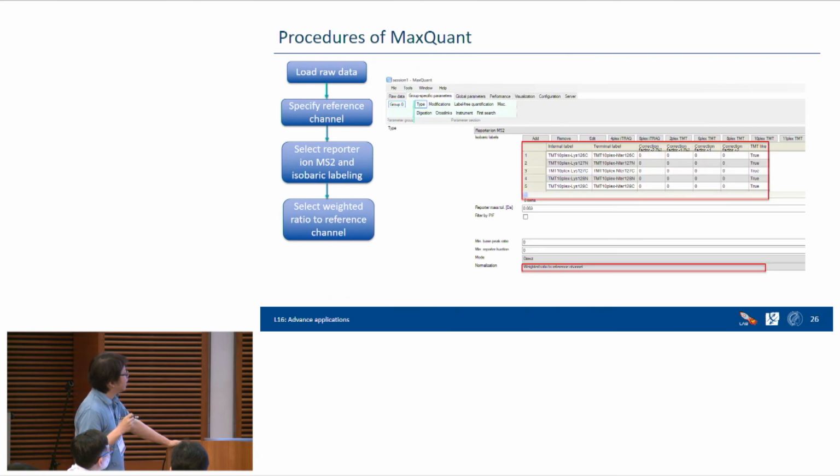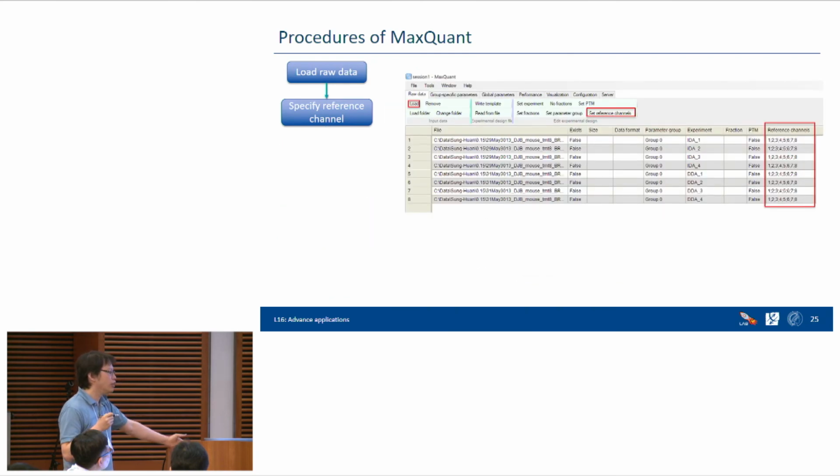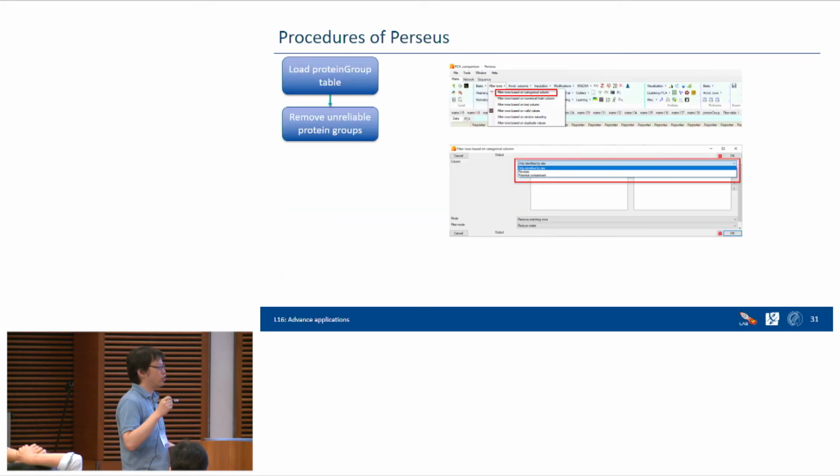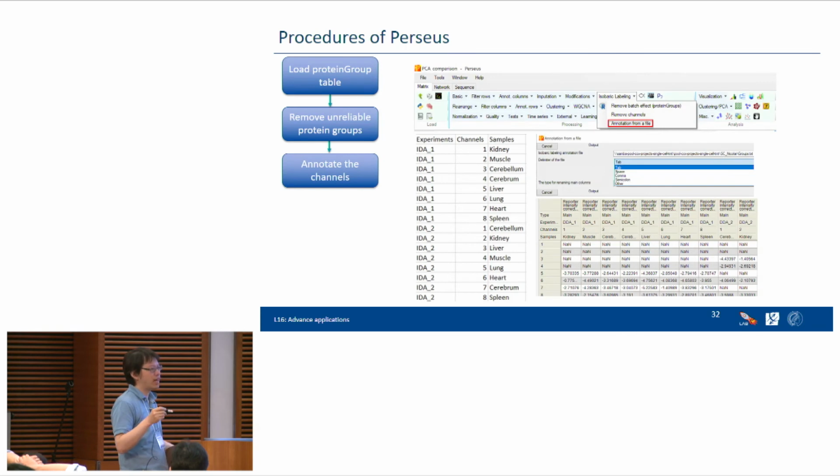Okay, and then we can remove some unreliable protein groups, like only identified by site, reverse, or contaminants. Okay, this workflow you will also see in the afternoon tutorial for the basic process. Okay, this is something new.